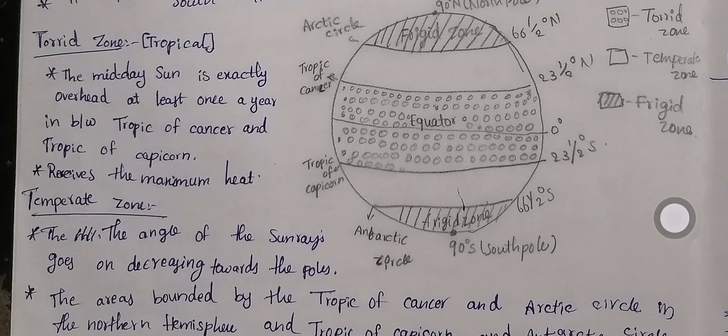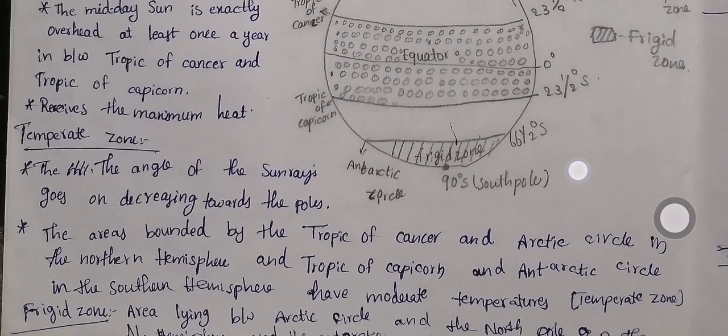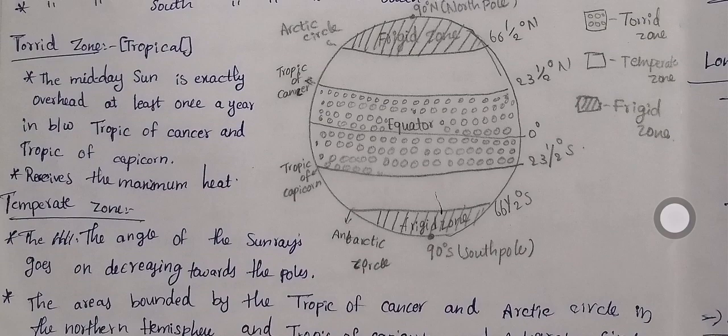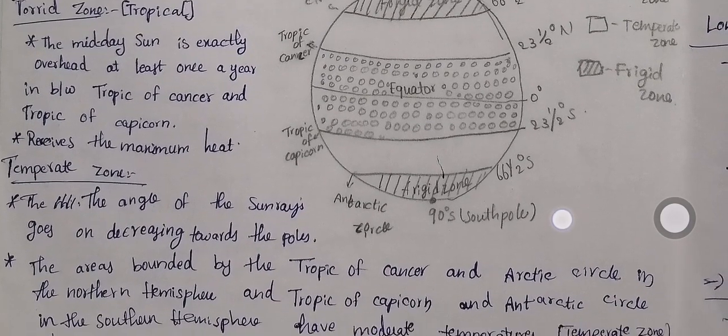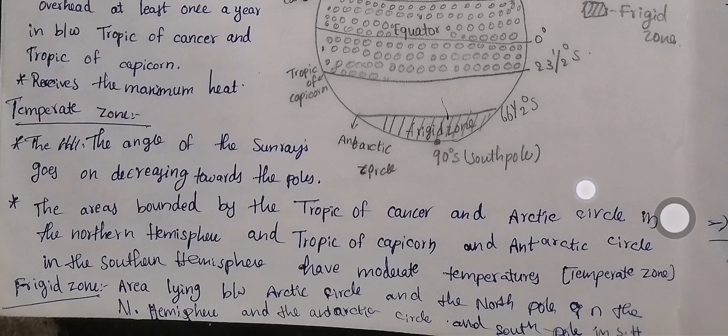because sunrays fall on the earth at 90 degrees in the equator or in the tropical zone. If you go towards the pole, then the angle of the sunrays goes on decreasing, because of the curvy nature of the earth. This area is called the temperate zone. It receives moderate temperatures in a year, hence it is called temperate zone.